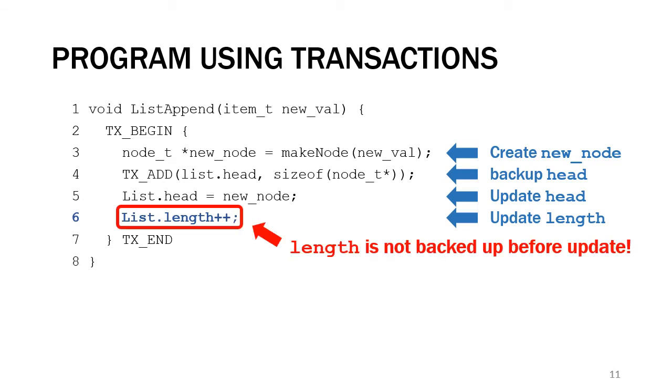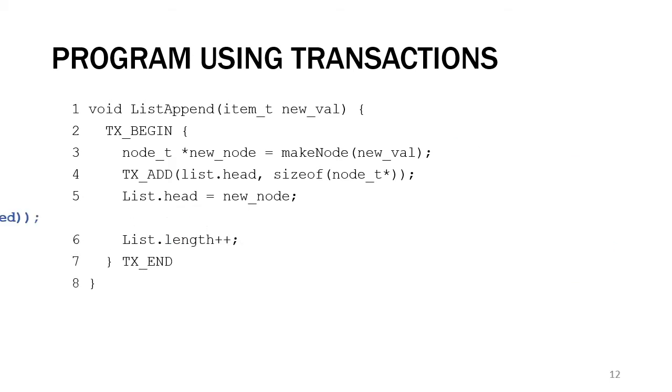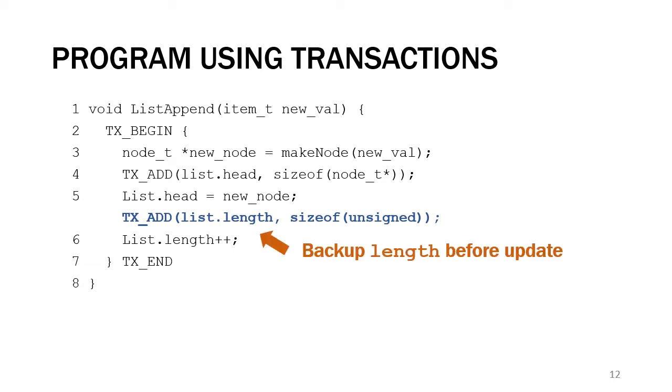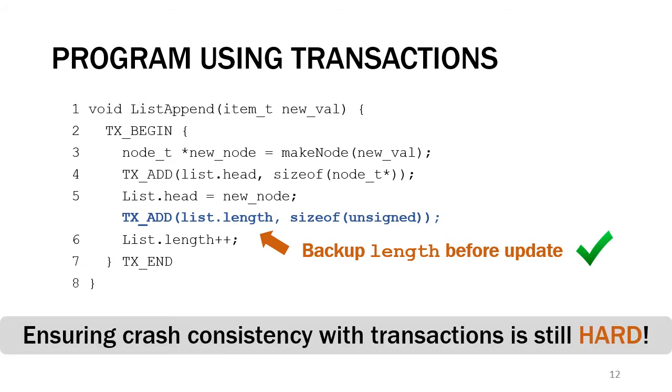However, in this example, the length is not backed up before the update, so if there's a failure, the length may not be rolled back, and the list is not consistent. To fix this problem, we need to call TX_ADD on the list length before performing the update. And now we have a consistent list. So from this example, we conclude that ensuring crash consistency is still hard, even with transactions.